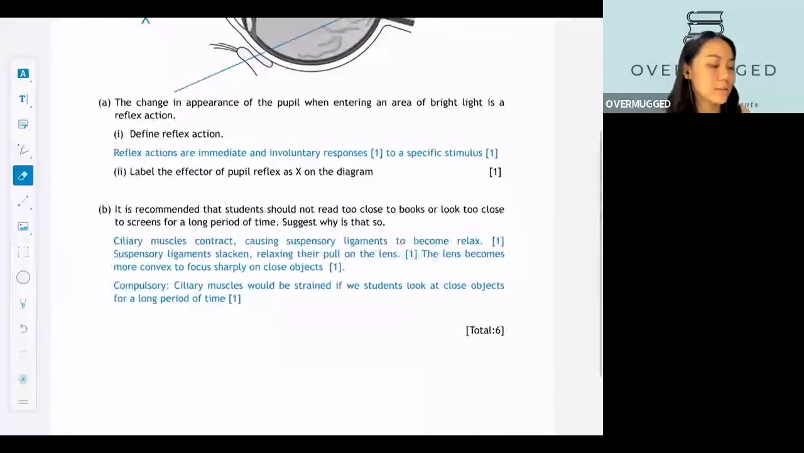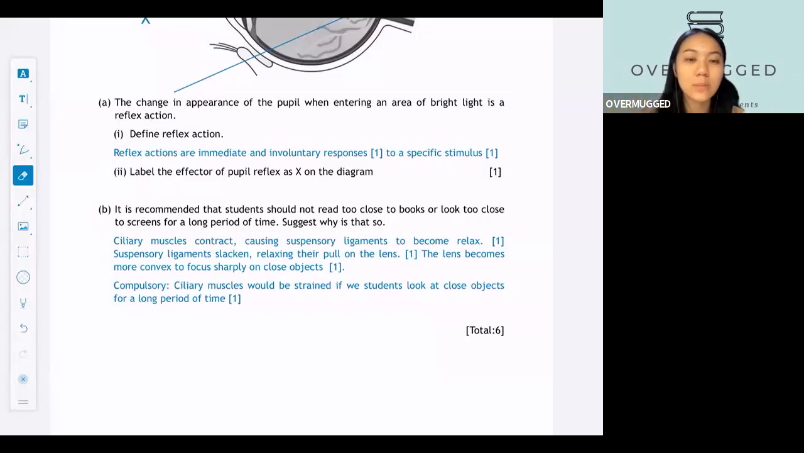This is a more interesting question, which is that it's recommended that students should not read too close to books or look too close to a screen for a long period of time. So why is that so? Sometimes you also feel that, right? When you study for too long, your book is right, super close to you, you'll feel super tired. Why is that so? So actually, what you learn is that when you look at something close, the ciliary muscle has to contract, because that causes the suspensory ligament to relax.